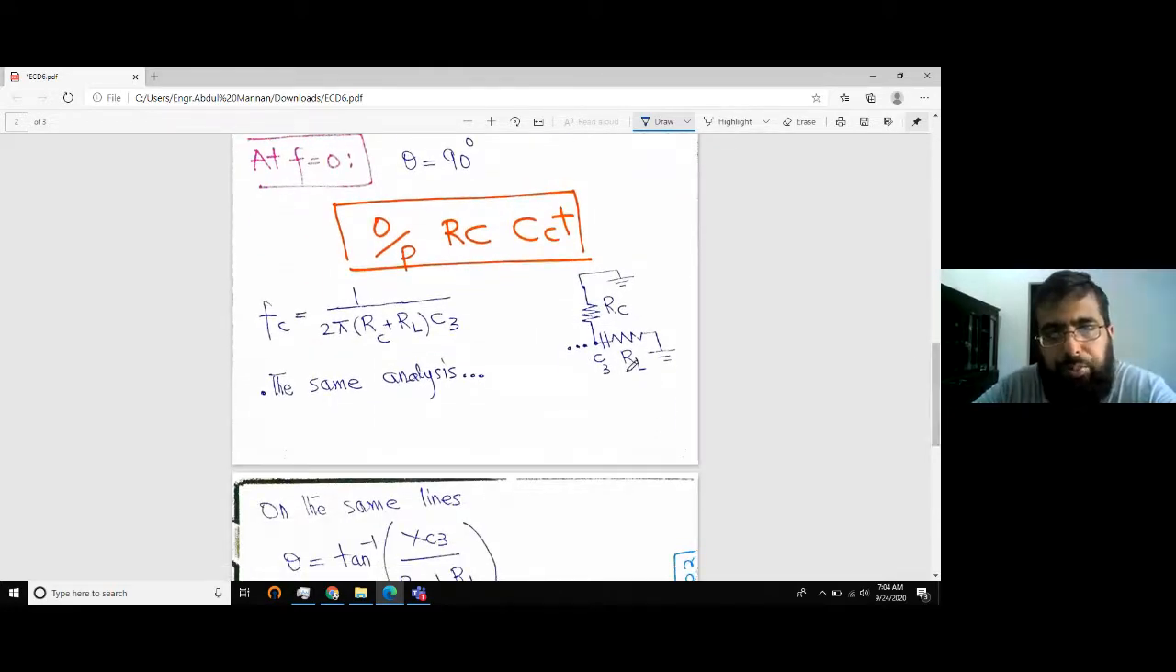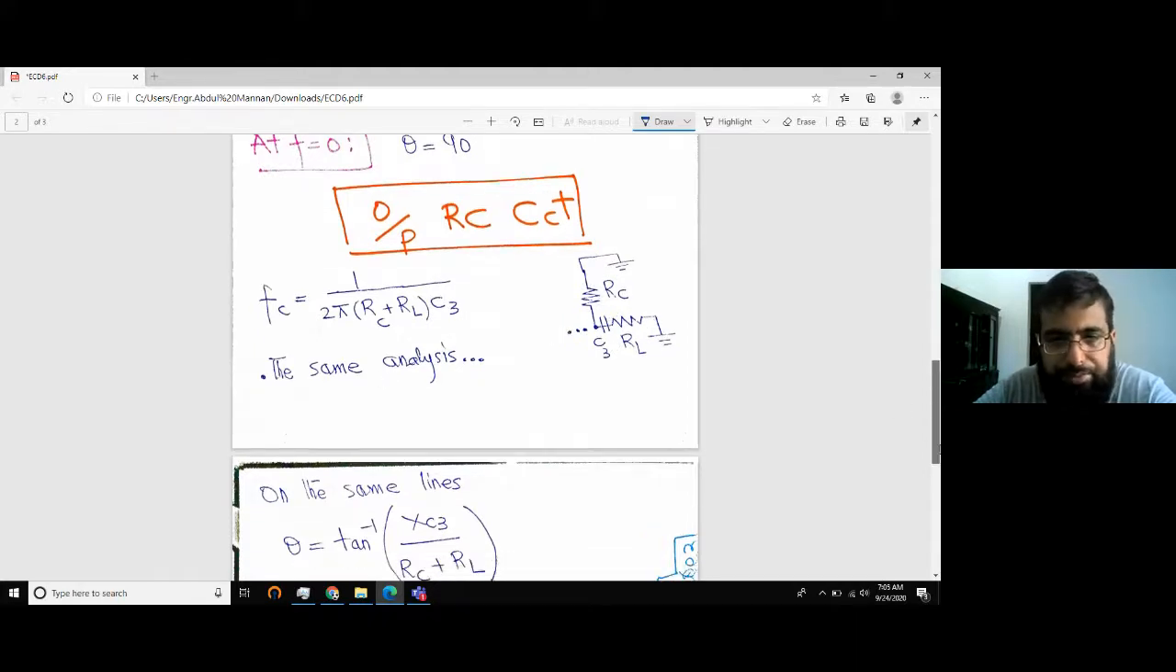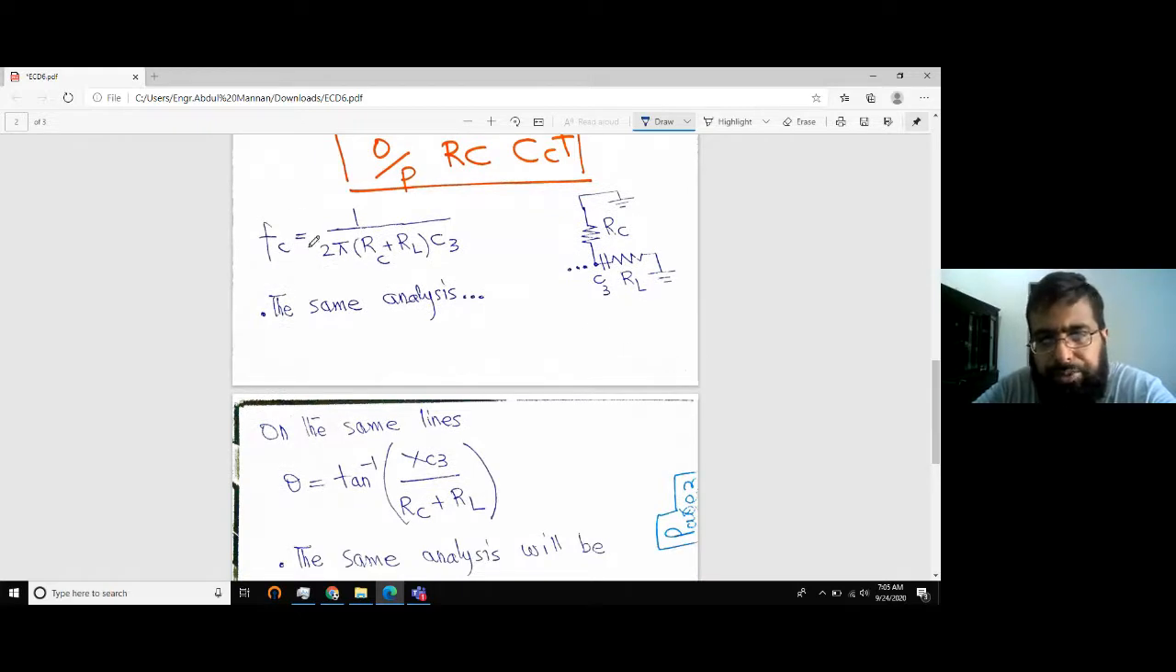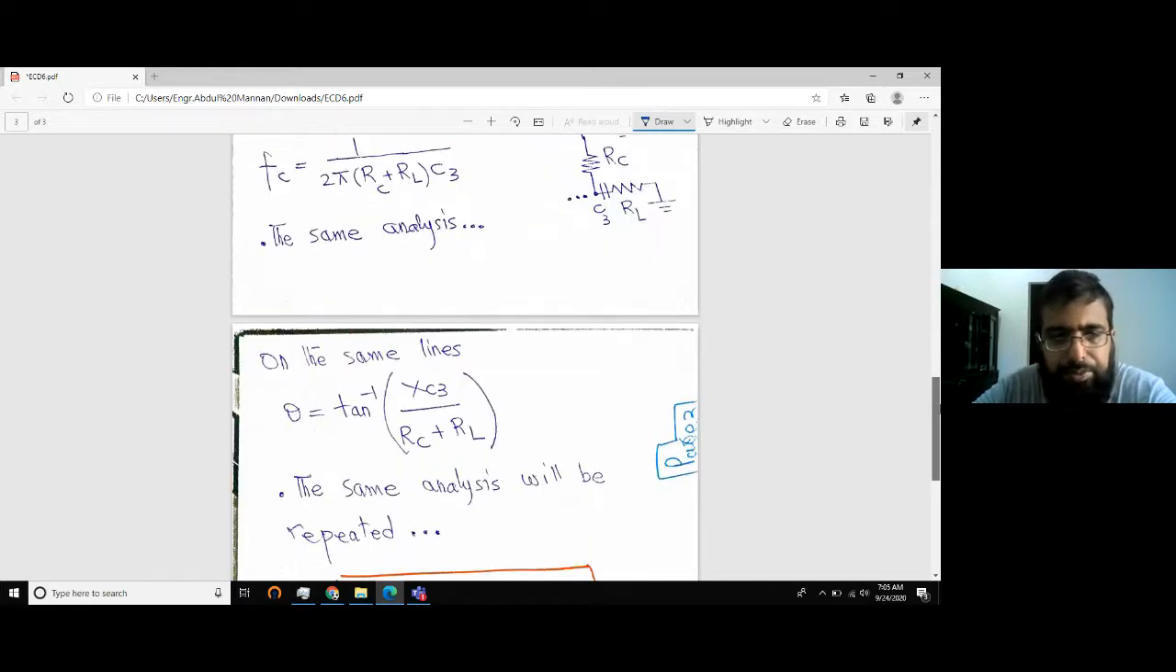Right, what about the output RC circuit? For the output RC circuit, we have the coupling capacitor C3, and RC and RL are in series. We apply the same analysis, and the cutoff frequency depends on RC plus RL, because these two resistances form an equivalent resistance that comes in series with capacitor C3.